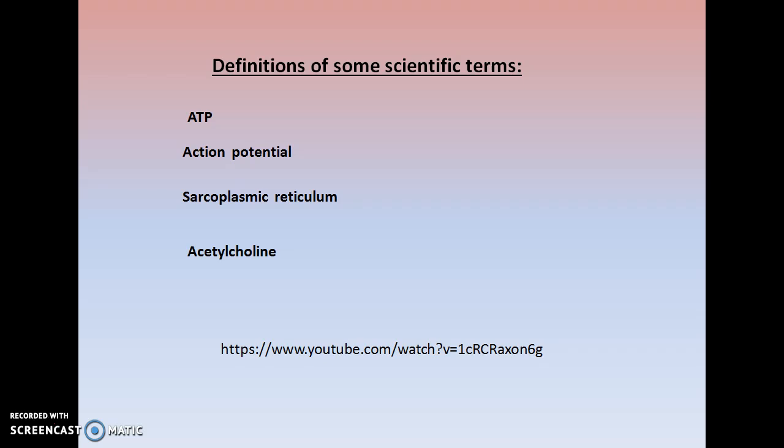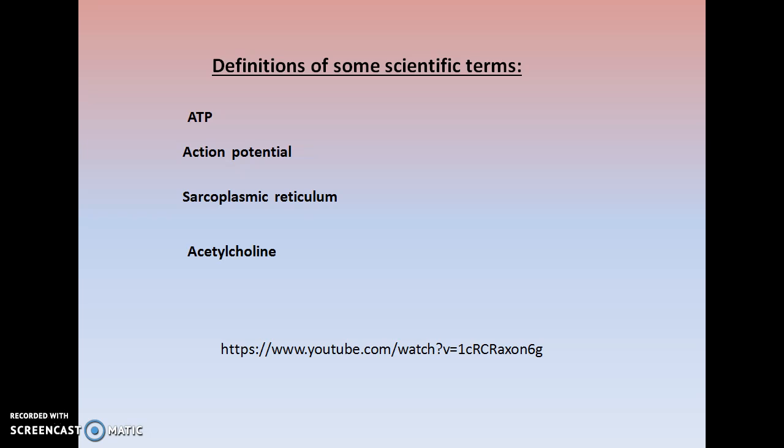We have sarcoplasmic reticulum. It is the endoplasmic reticulum, but within the muscle. So the endoplasmic reticulum is a place where we could store calcium. So in the sarcoplasmic reticulum, you could find calcium there.